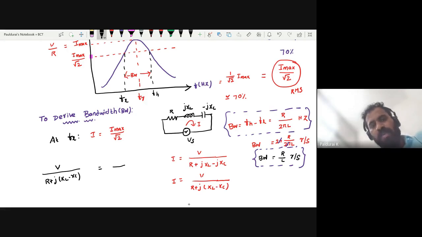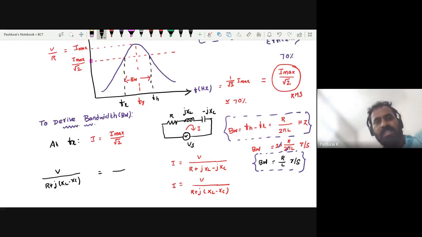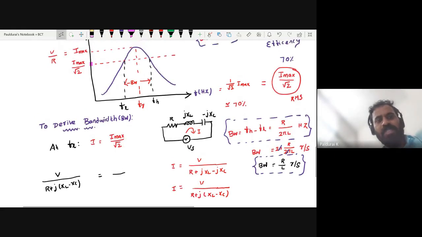What is the formula for I max? It is V by R. So can I write V divided by square root 2 times R?